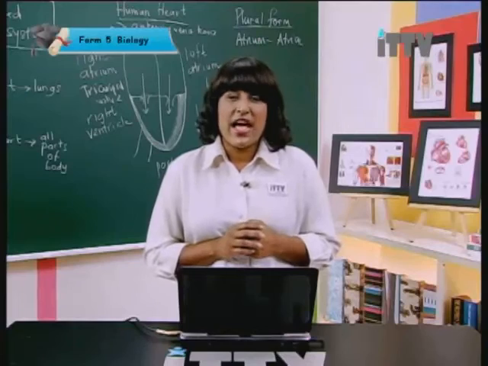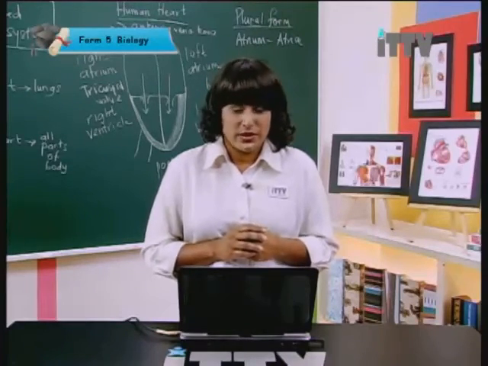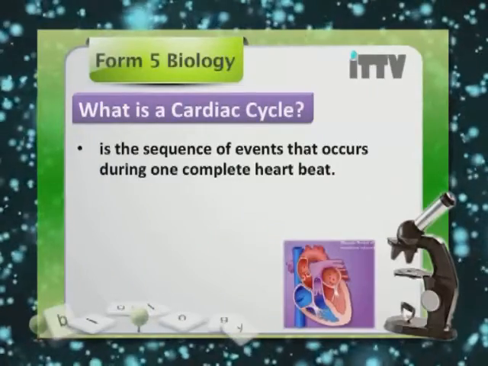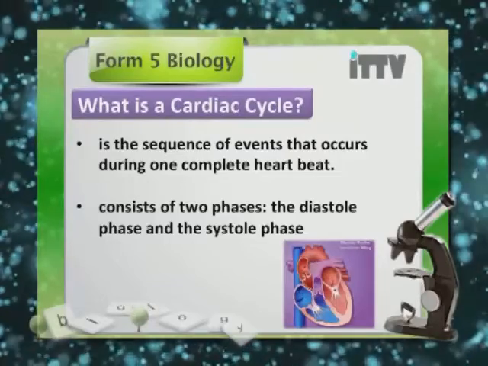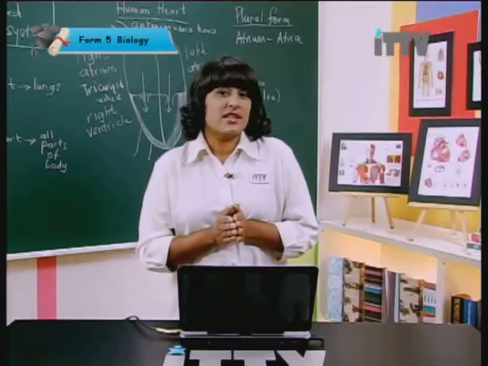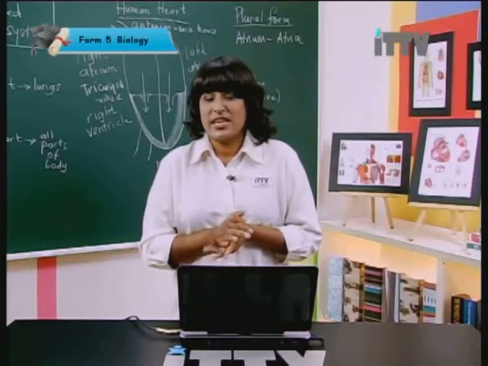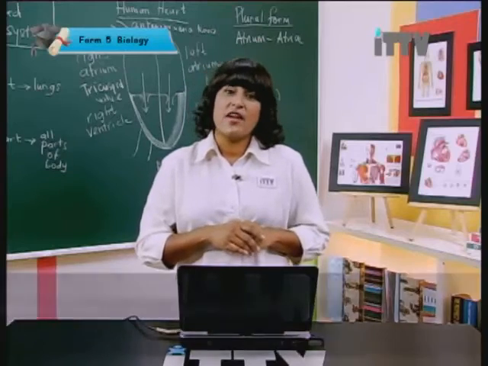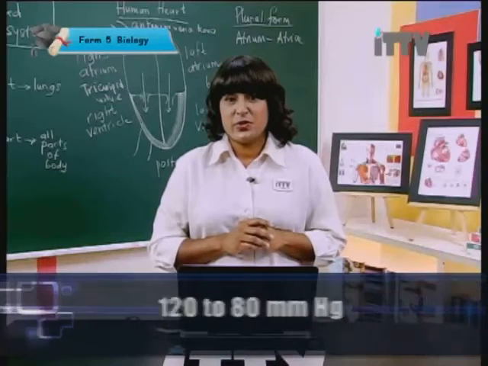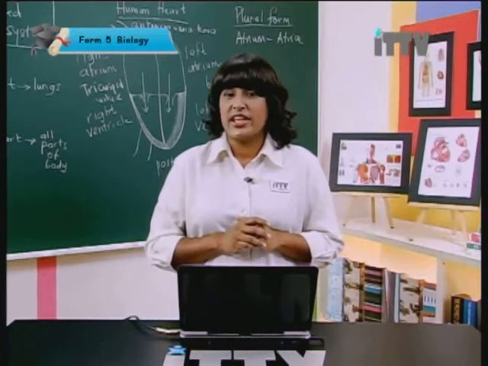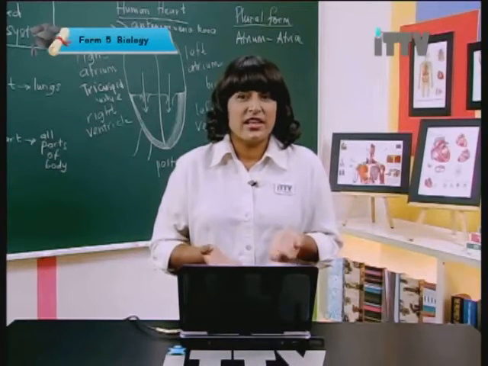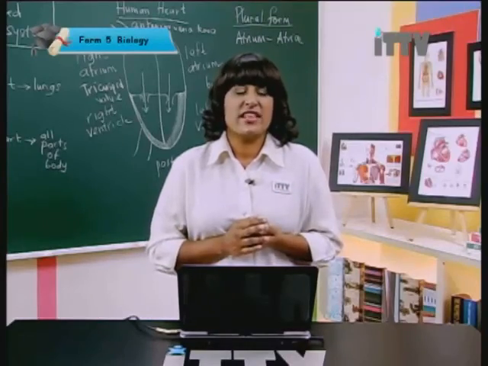Now let us take a look at what a cardiac cycle is all about. The cardiac cycle is a sequence of events that occurs during one complete heartbeat. It consists of two phases, the diastolic phase and the systolic phase. Dear students, what is the resting blood pressure of a normal human being? Yes, you're right. It is about 120 over 80 millimeters of mercury. The 120 refers to the systolic count, while the 80 refers to the diastolic count. So what do the diastolic phase and the systolic phase mean?